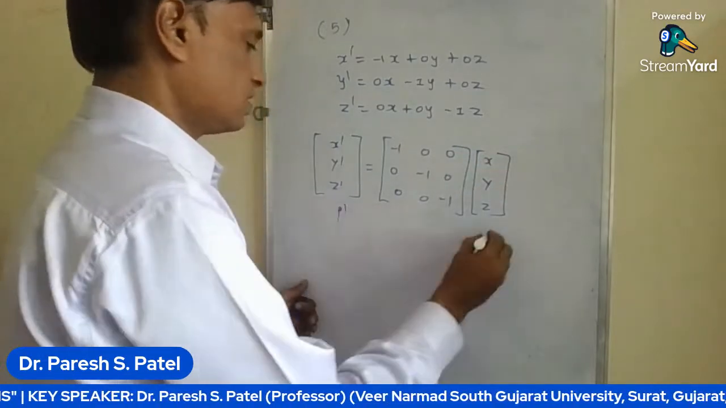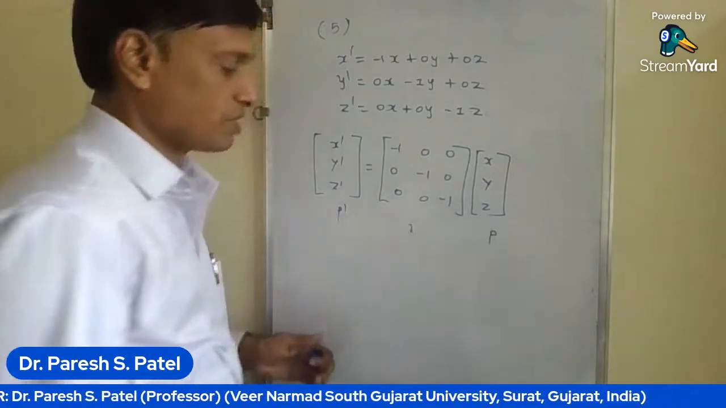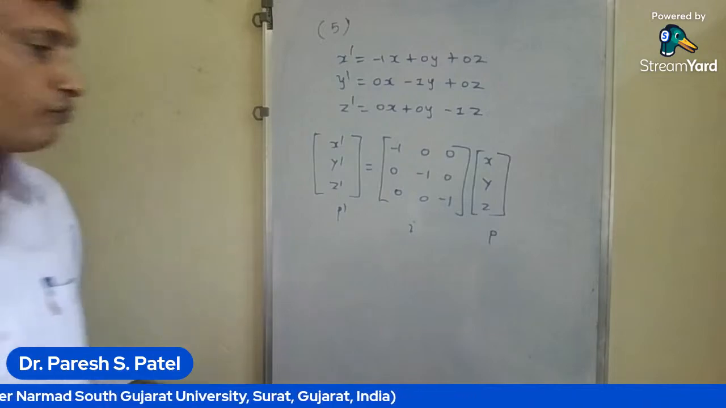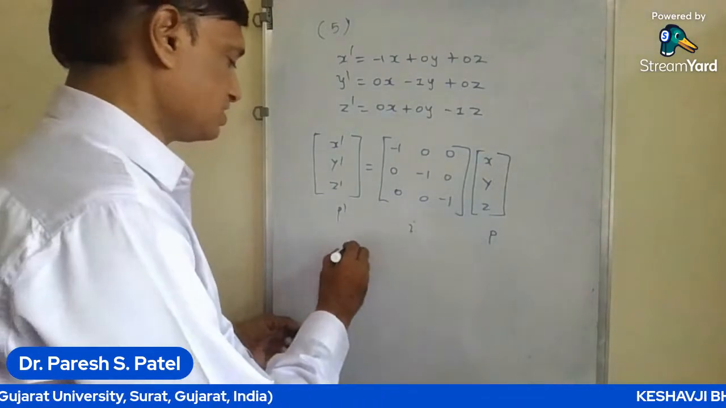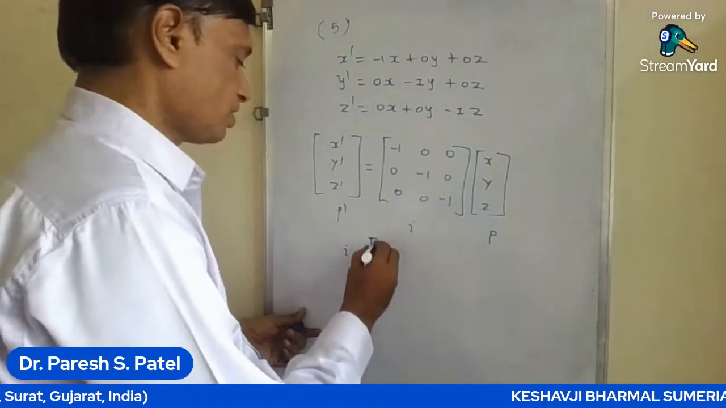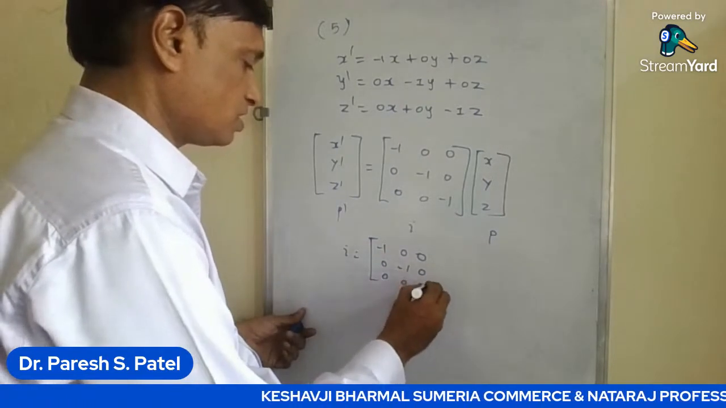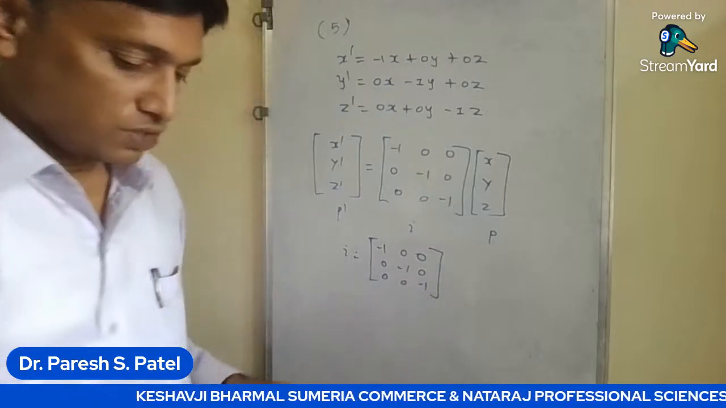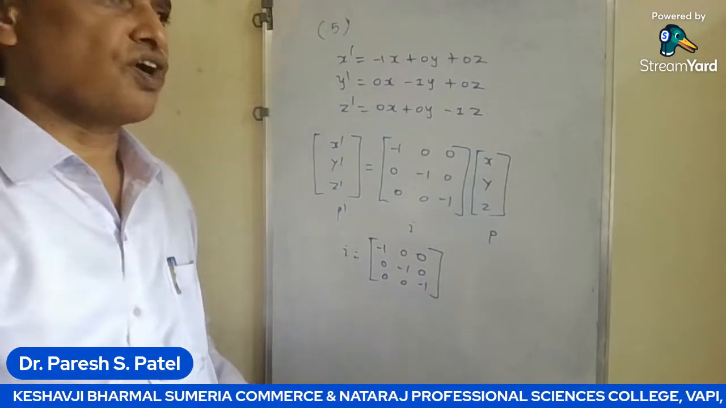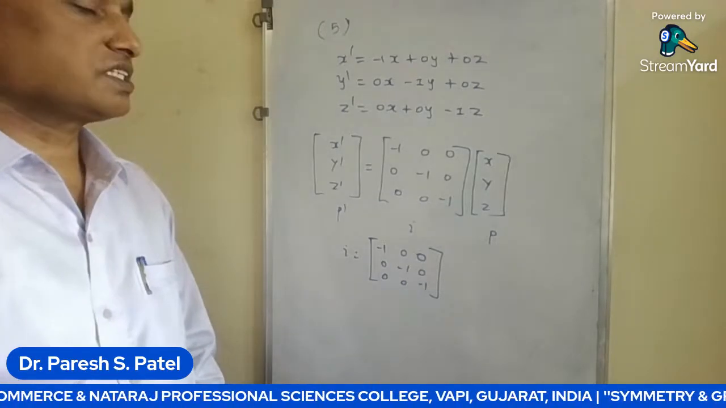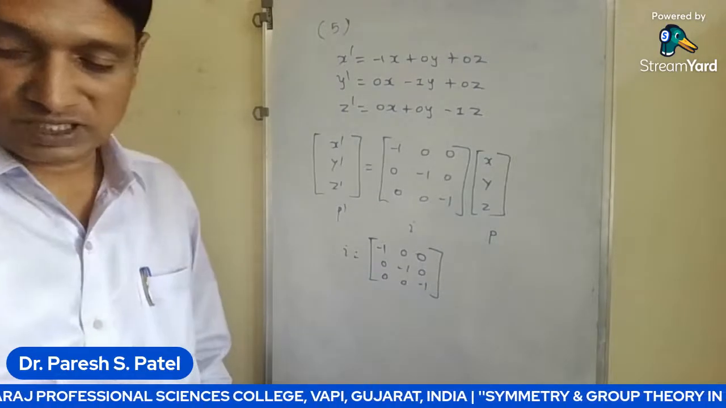So p' equals the matrix times p, and this is the matrix representation for the center of symmetry or inversion operation. Inversion operation can be represented as minus 1 0 0, 0 minus 1 0, 0 0 minus 1. Okay, so these are the matrix representations or derivations of different symmetry operations.